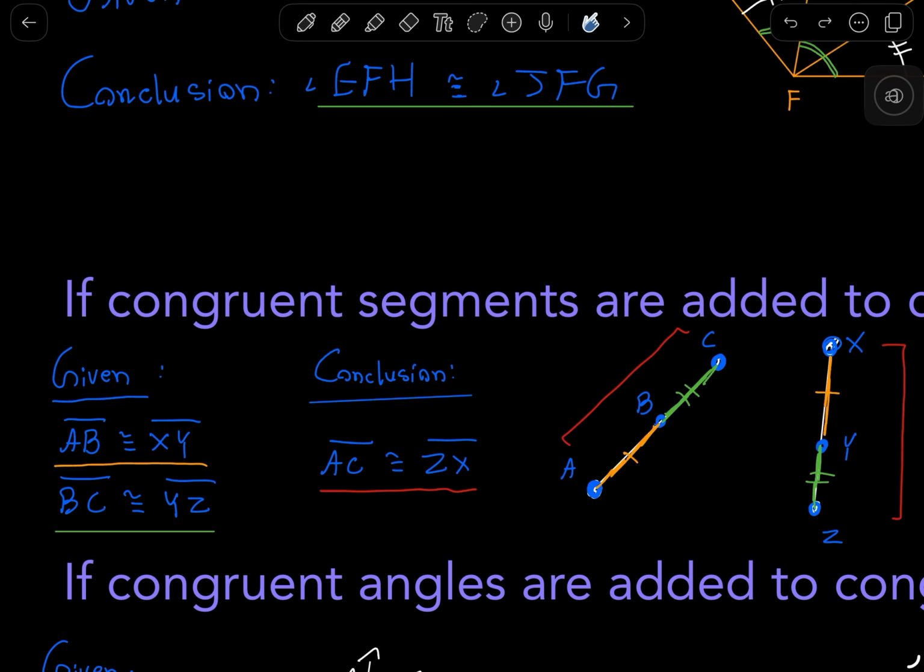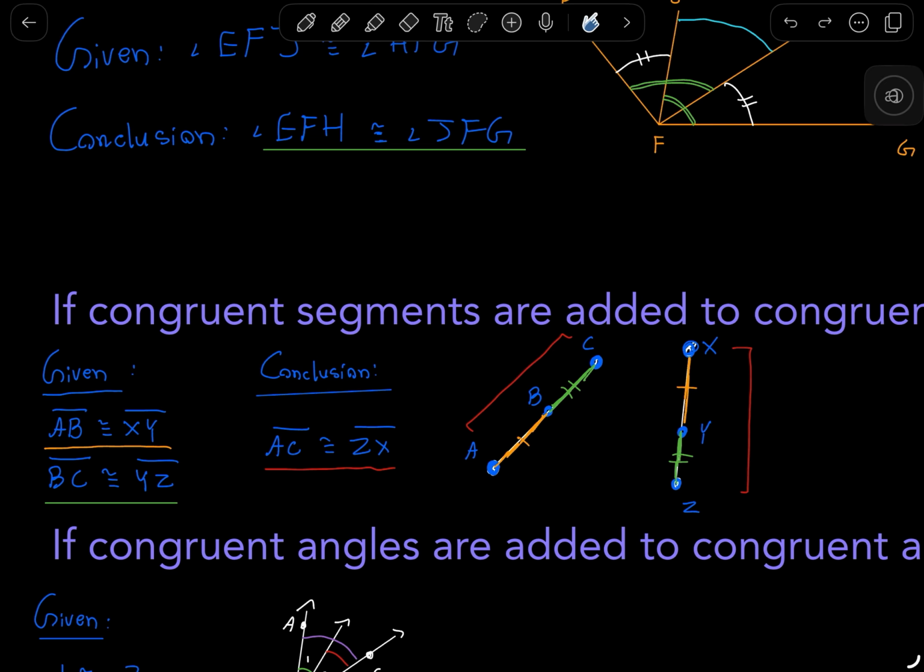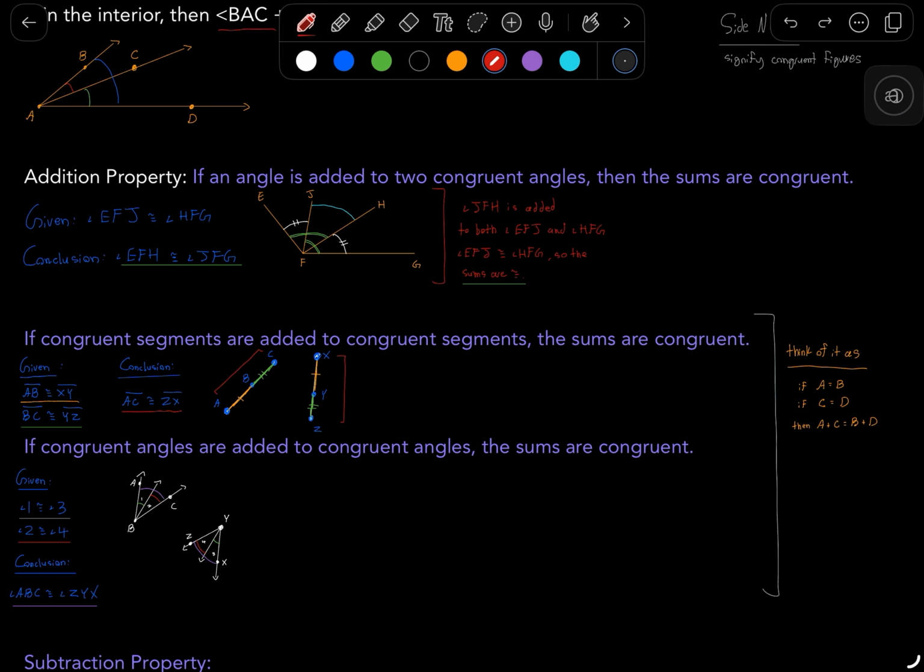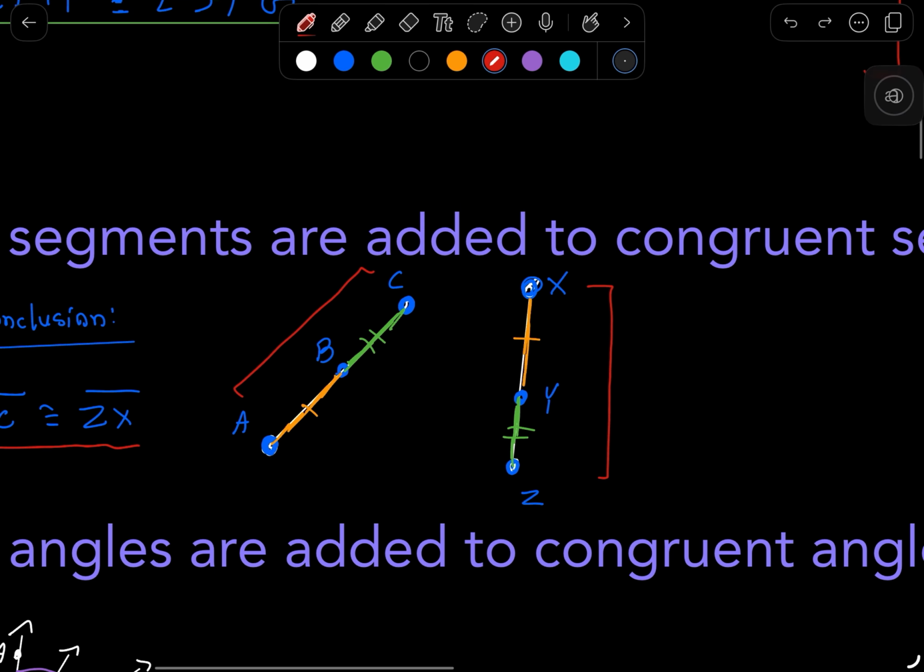So let's say you're given AB is congruent to XY. Feel free to pause the video if you want to look at the problem first. But once again, avocado goes in orange. You're given that the orange segments are congruent, that the green segments are congruent, and you're trying to prove that the red segments are congruent. Well, once again, using this theorem, if congruent segments are added to congruent segments, the sums are congruent, you can justify that. Since you're adding two pairs of congruent segments to each other, the sums are obviously congruent.